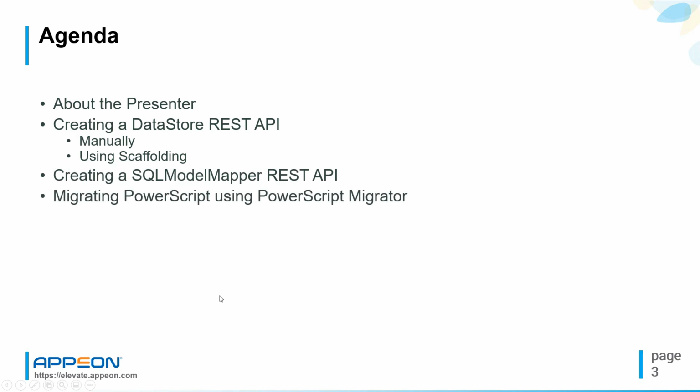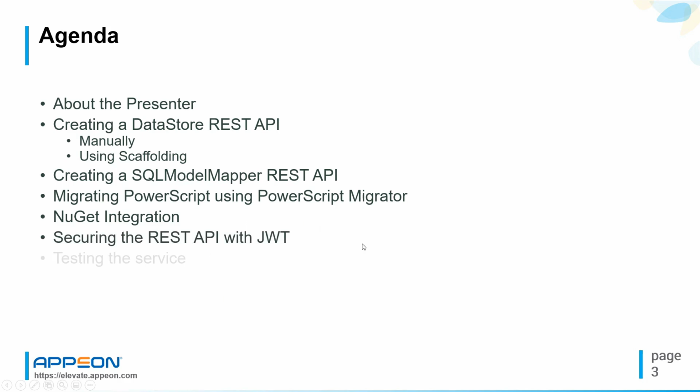We'll look at migrating PowerScript using the PowerScript migrator. We'll look at some features of the C# IDE, including NuGet integration. We'll look at how we can secure the REST API using JSON Web Tokens, how we can test the service using both black box testing and then unit testing.